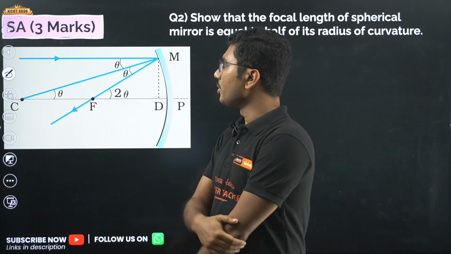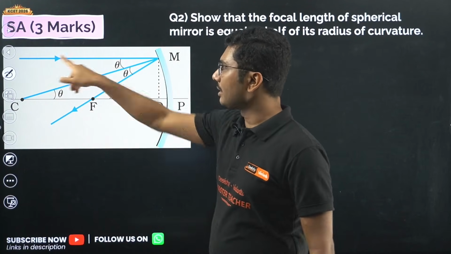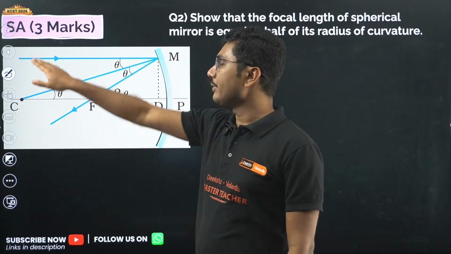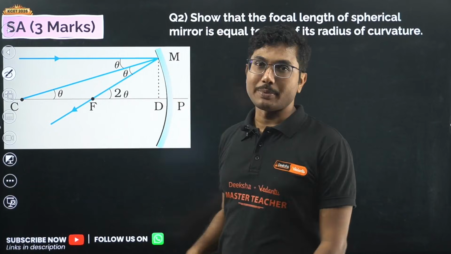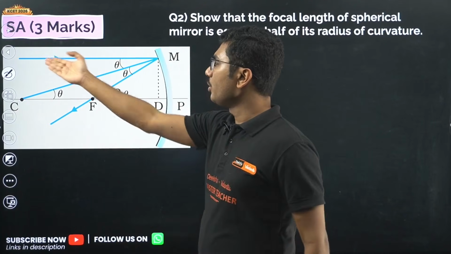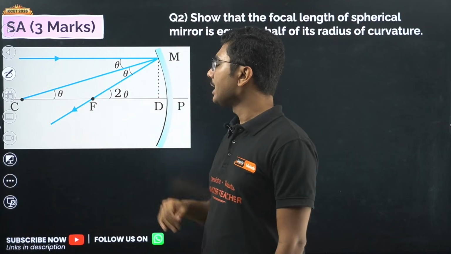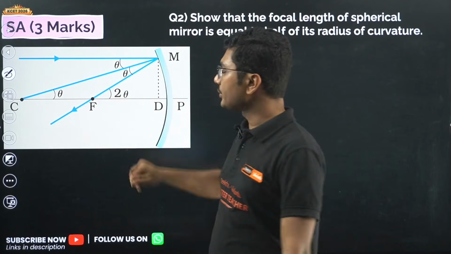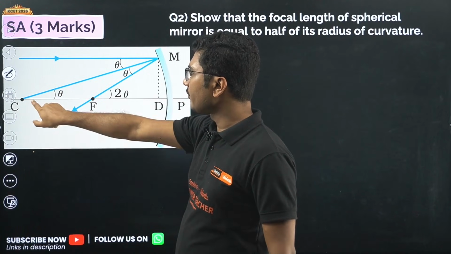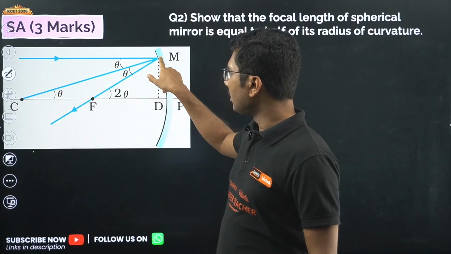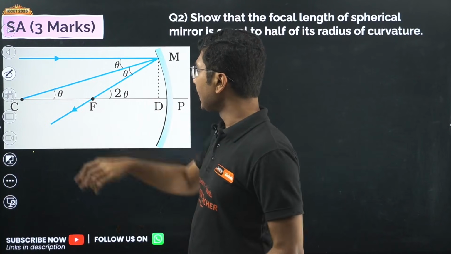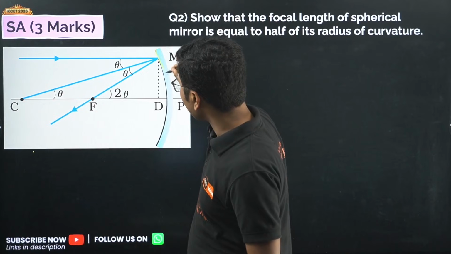The angles you have to remember: this is the angle of incidence, a parallel ray of light falling on the mirror, and it is passing through the focus. Any ray which falls parallel to the principal axis definitely passes through the focus of the mirror, okay. So the parallel ray falls on the mirror and crosses through the focus, and if you join the center of curvature and the point of incidence, you should get the normal, right? The line from the center of curvature is always a normal at this point.